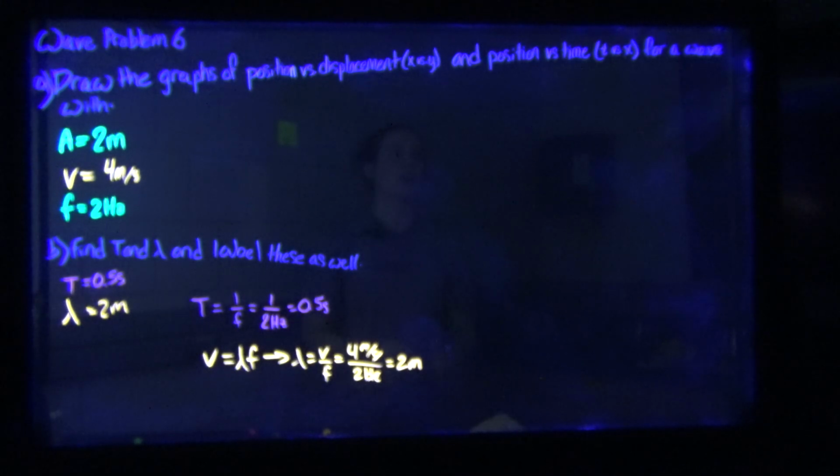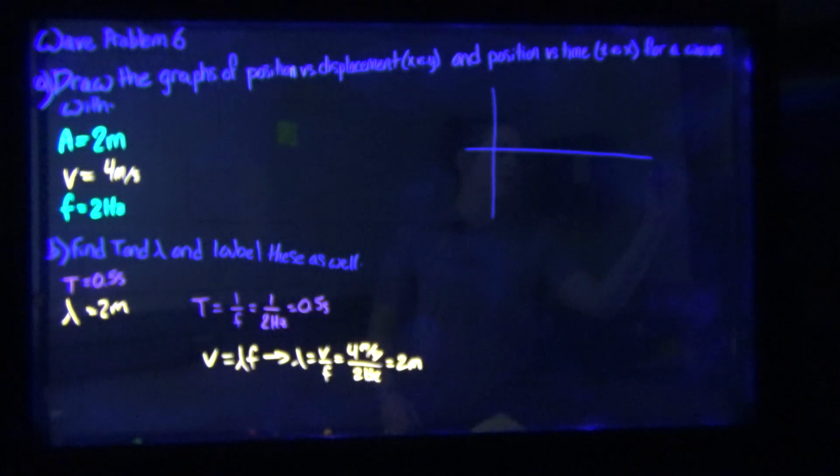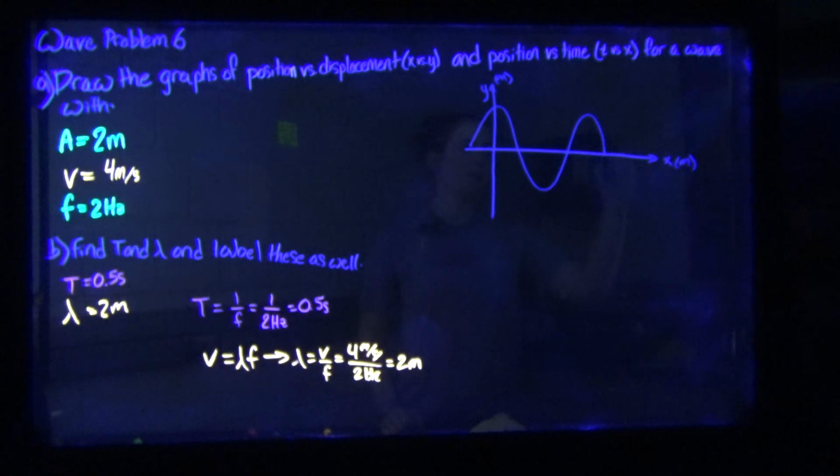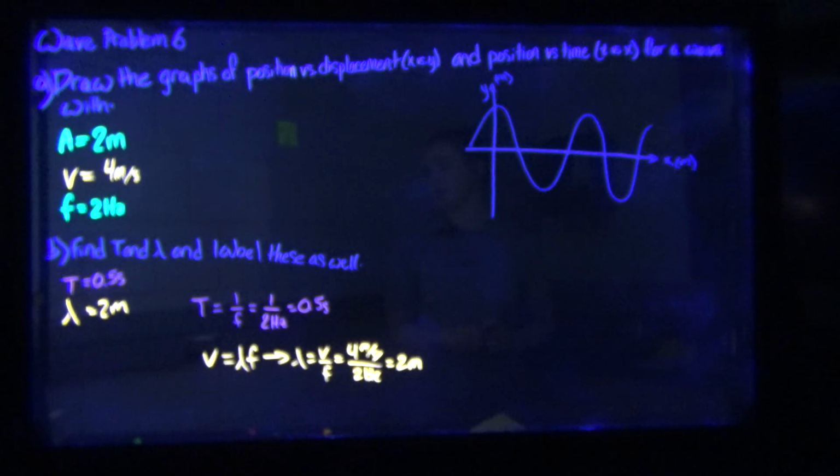Alright, so let's draw these graphs. This is going to be our XY. The units for these are both meters. And then I'm just going to draw some generic waveform. Now we're asked to label amplitude, velocity, and then period and wavelength.